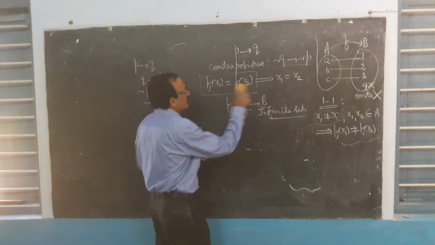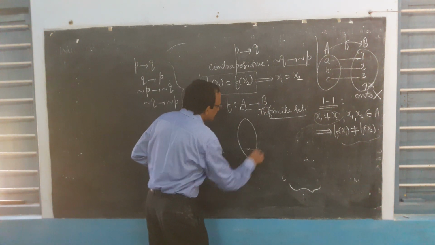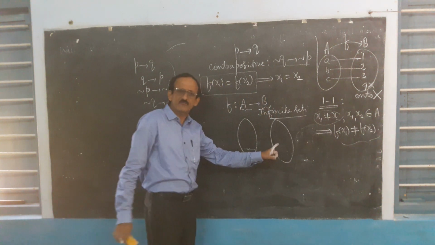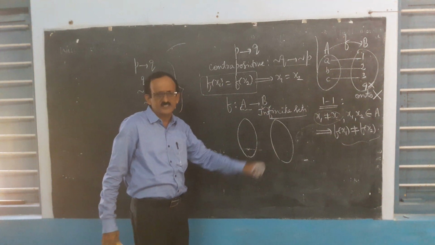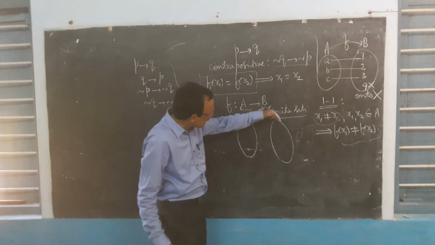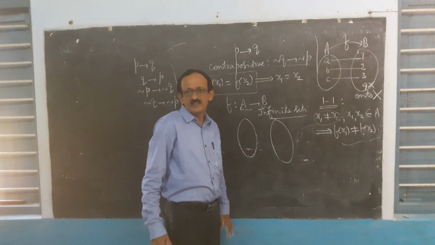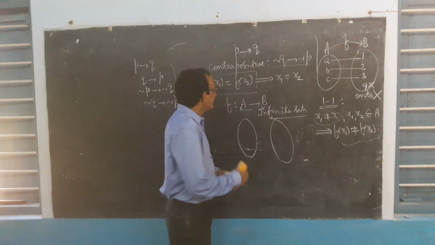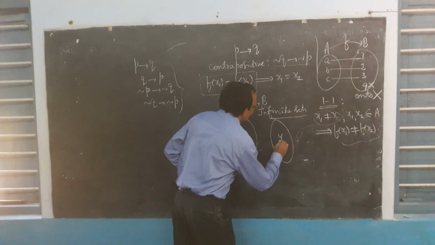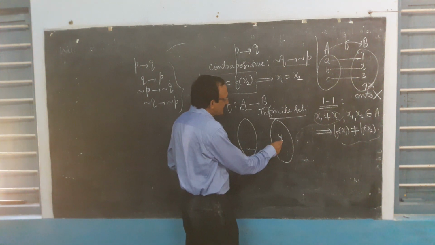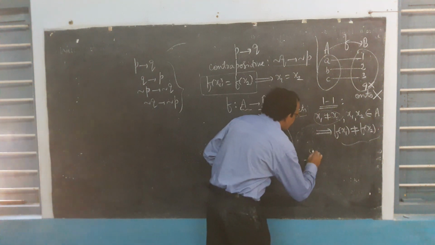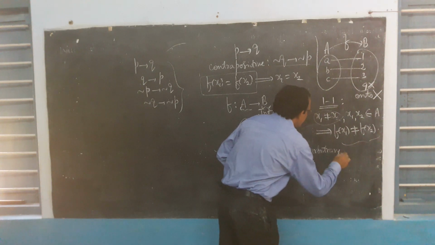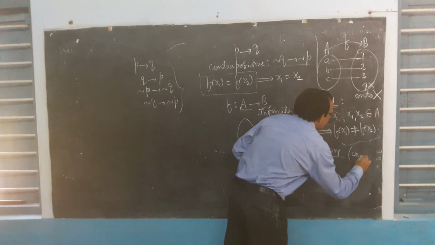When the set is infinite, A is an infinite set, suppose B is also an infinite set. There are infinitely many elements. We have to check that each element here is an image. So when there is an infinite collection, take an arbitrary member of the second set. Arbitrary, any member.